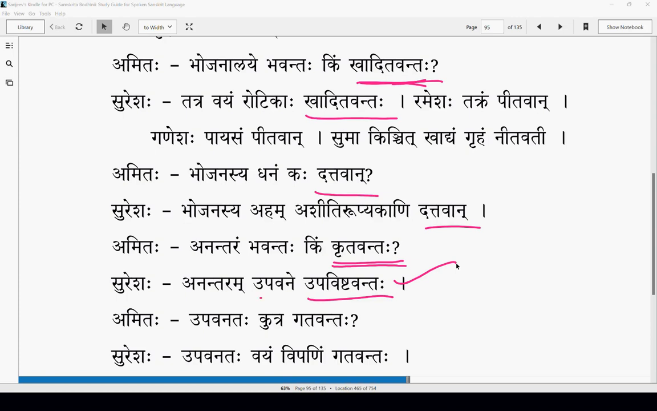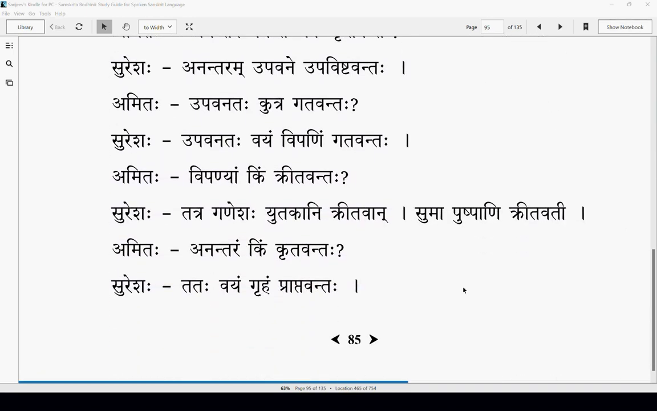What is Upavanam? It's forest, something like that. Garden, forest, garden, park. Upavane. Upavishtavantaha. Upavishati, present tense, means sitting. Yes. Okay. Anantaram upavane upavishtantaha. So later we went to sit in the garden, is it? Garden, after the dinner food.